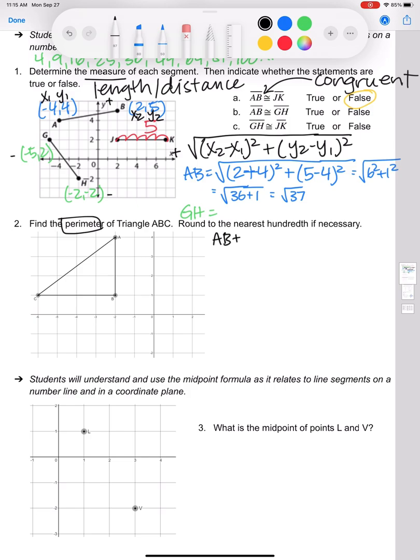And we are finding the lengths to get perimeter, so we're going to need to know the lengths of all 3 sides, AB, BC, and AC. If we add those up, then we will have the perimeter of triangle ABC. We can see that AB and CB are both those horizontal and vertical lines that allow us to count the length of 3 and 4. But with AC, we will need to use points and the distance formula.